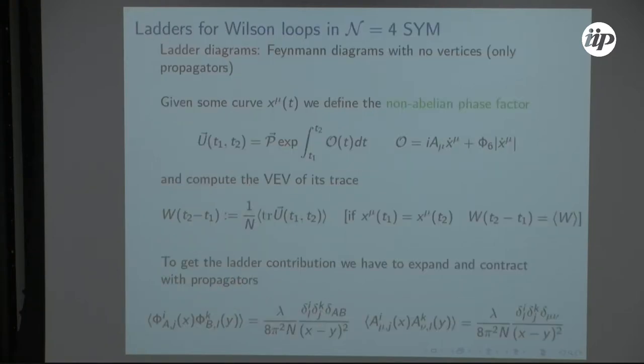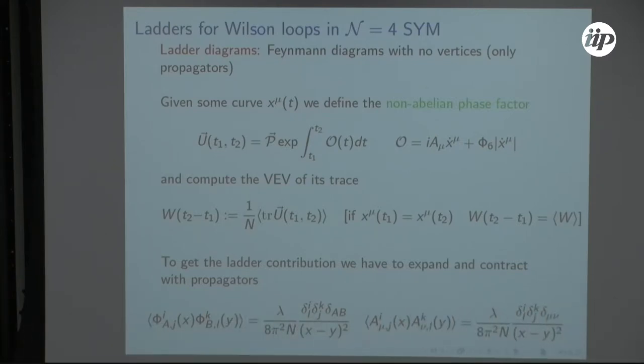OK, so this is still a review. Let me say, to be more precise, what I mean by a ladder diagram. By ladder, I mean, when you expand this expectation value of a Wilson loop, you're going to have all possible kinds of diagrams. So a ladder diagram is a Feynman diagram with no vertices. Yes, it's like a Gaussian truncation of your theory.